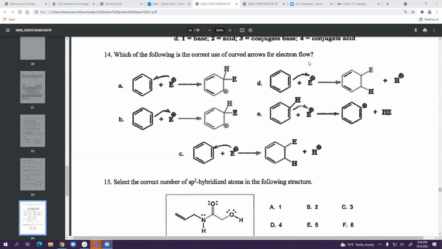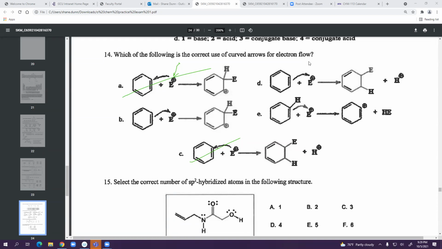Which one shows the correct flow of electrons? A. What's wrong with A? It's positive going to, like, an arrow showing moving electrons. E has a positive. It can't move electrons, right? So it's the same thing with C. Okay. What's wrong with B? Is there anything wrong with B? I don't see anything wrong with B.